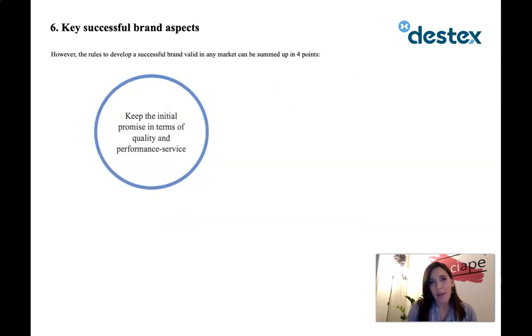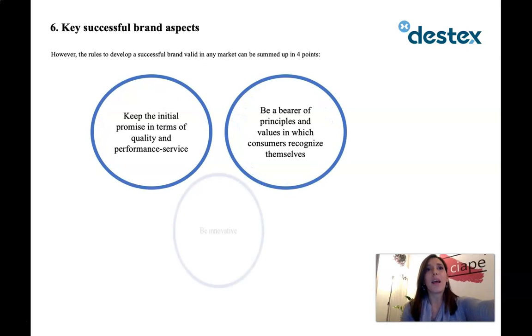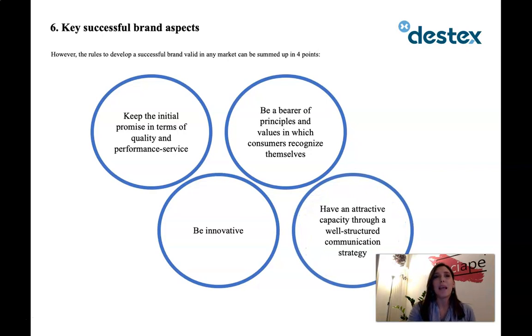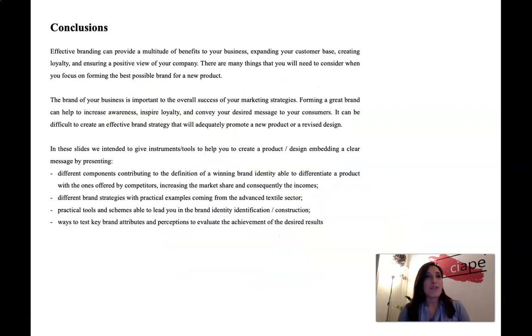Anyway, the rules to develop accessible brand value in any market can be summarized in 4 points. Keep the initial promise in terms of quality and performance service. Be aware of principles and values in which consumers recognize themselves. Be innovative. Have an attractive capacity through a well-structured communication strategy. So we can say that forming a great brand can help to increase awareness, inspire loyalty, and convey your desired messages to your consumers.